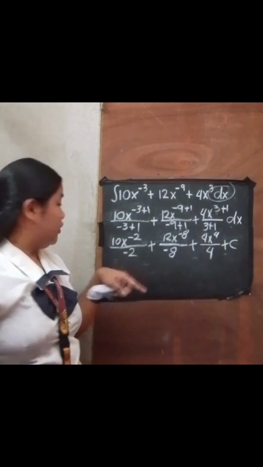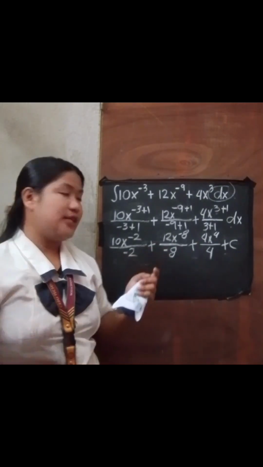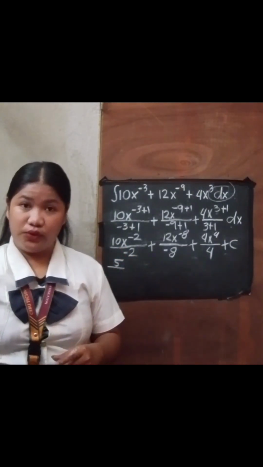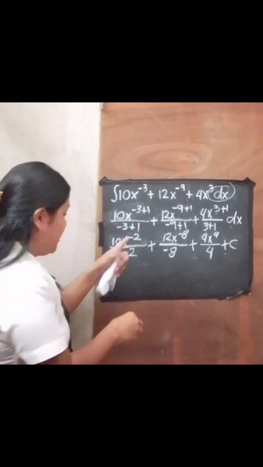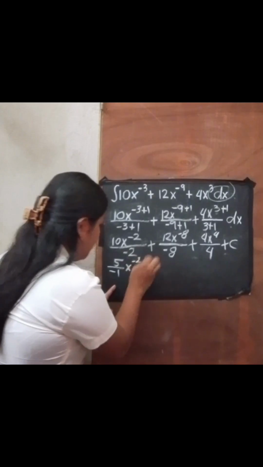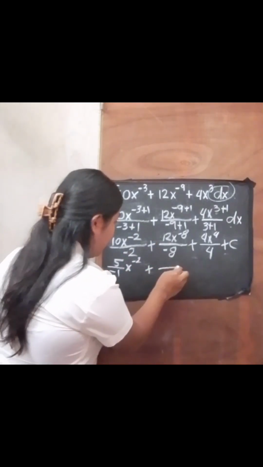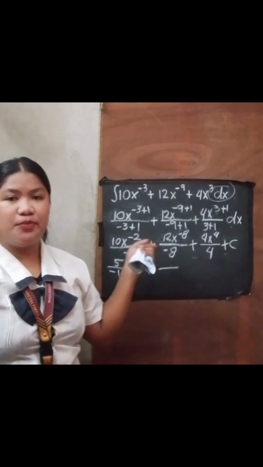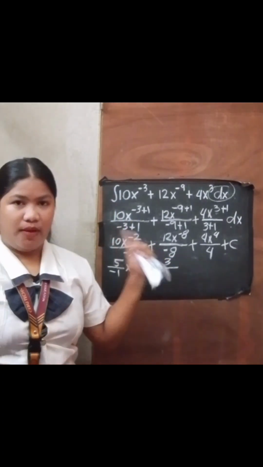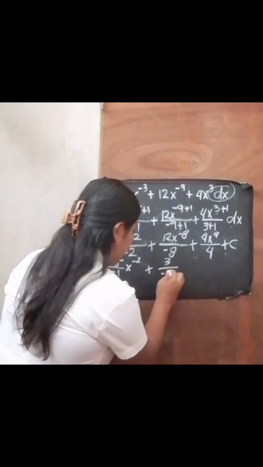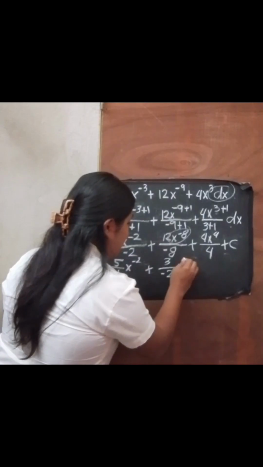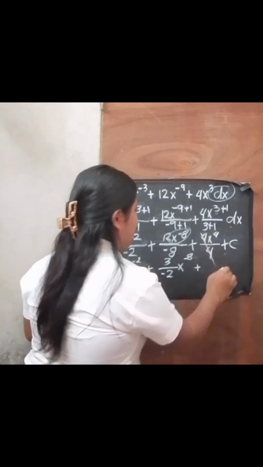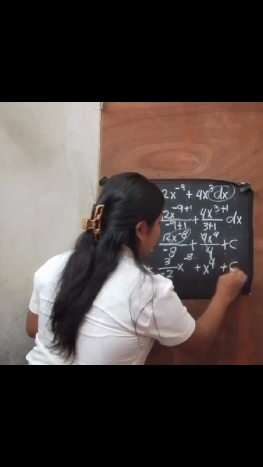So for 10 over 2, what is the greatest common factor? Yes, 2. So 10 divided by 2 is 5. Then 2 divided by 2 is 1, so negative 1, then x raised to negative 2. Next, 12 and 8, they also have a greatest common factor. What is it? Yes, it's 4. So 12 divided by 4 is 3, then 8 divided by 4 is 2, so negative 2, then x raised to negative 8. Then for the last term, since they are the same, we just cancel, so x raised to 4, then plus c.